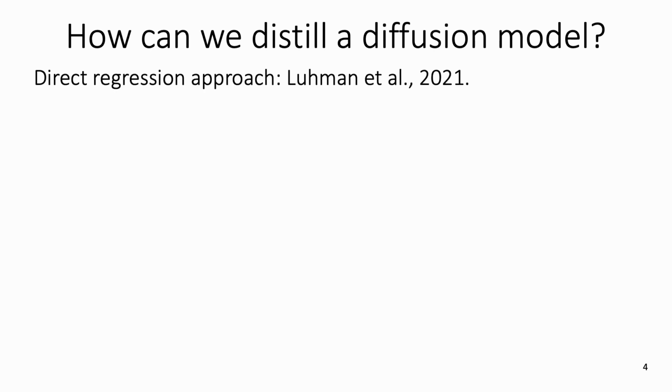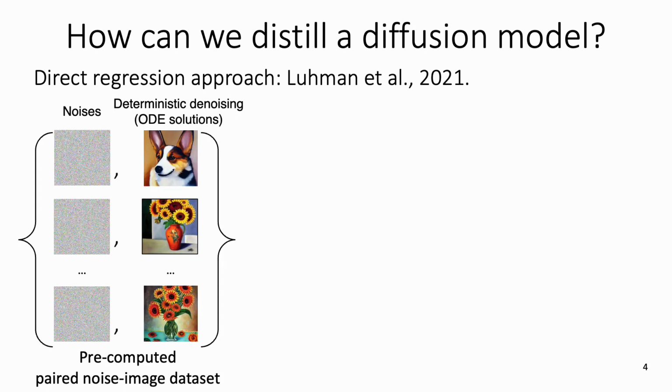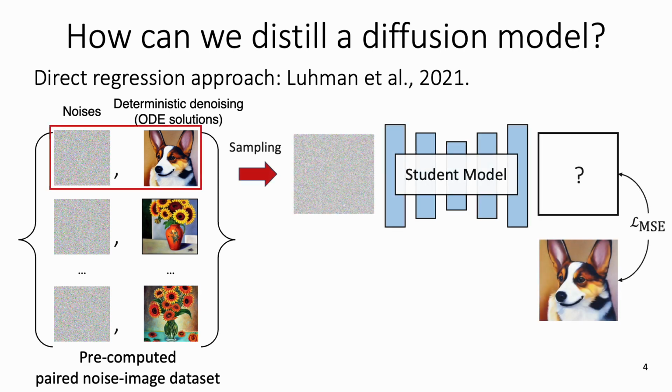Luhman et al. answered this question and presented a foundational method in 2021. The process is quite simple. Let's say we have a pre-trained diffusion model and sample random Gaussian noise like this. Then we can simulate these noises using the DDIM sampler to obtain their ODE solutions. This noise and ODE solution pair, which are essentially generated samples, are pre-calculated before training the student generator. Then the student model learns to predict the target ODE solution from the given Gaussian noise using mean square error.